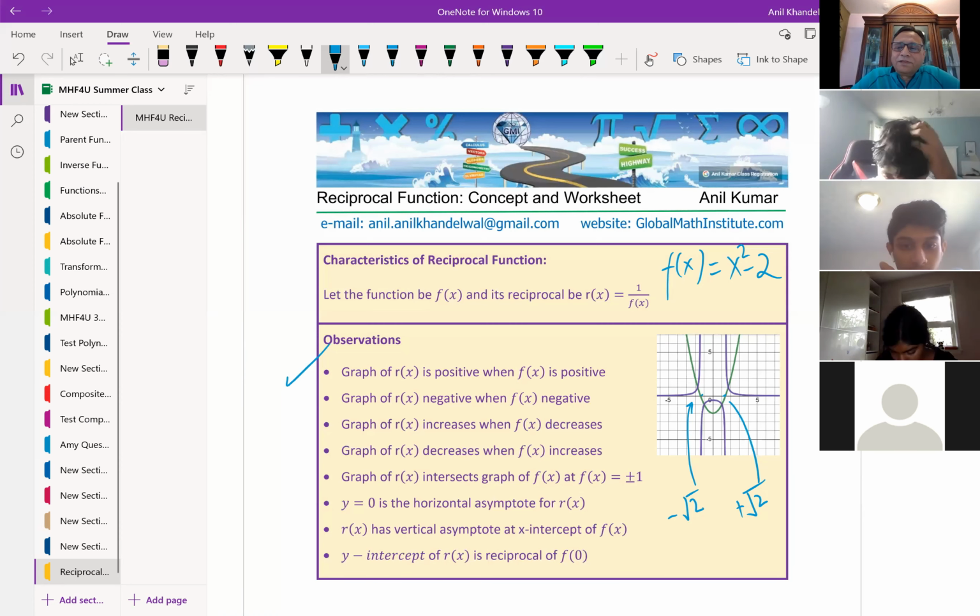Sir, I have a question on that. Yes, ask. Sir, when we say graph of r of x increases when f of x decreases, can you draw a display where increasing and decreasing is? What is happening to the graph of the function in this portion, Akshat? Can you tell me? It's decreasing, sir, the green one.